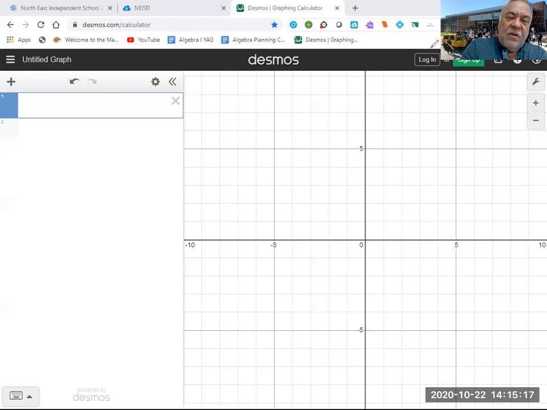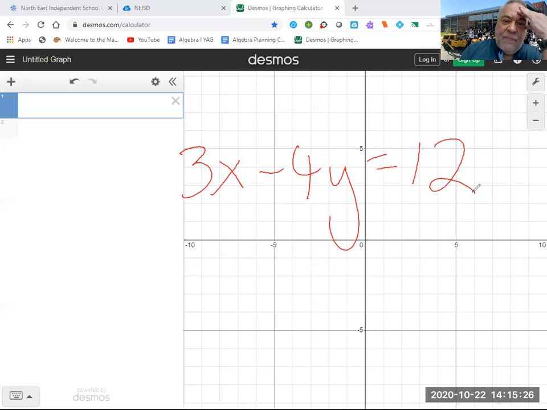And number 30, they give you in standard form. Okay, I'm going to write a different equation in standard form. 3x minus 4y. There's not much. You can put that in this box right here, and it'll show you what the line looks like. Still, sometimes it's hard to determine what the slope is by looking at the line. Let's try to see what happens.